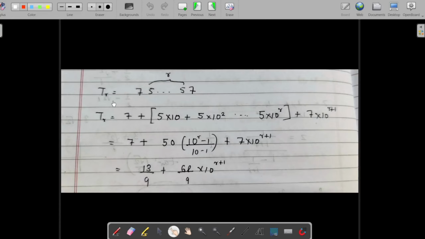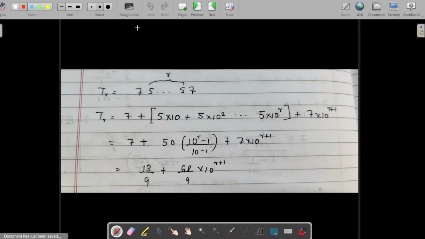So here the Tr will be 7 5555...5 with r times 5, and then 7. So how can you write this? First, notice that the unit term will always be 7, right? Then you have to write these 5 terms. The first term is 50, then 500, then 5000 and so on. So how you can write that is 5 into 10 because then it will be 57, then 5 into 100 because then it will be 557, then it will be 5557, and so on till you reach this 5. So it will be 5 into 10 raised to the power r, and then the last digit would be 7 into 10 raised to the power r plus 1.